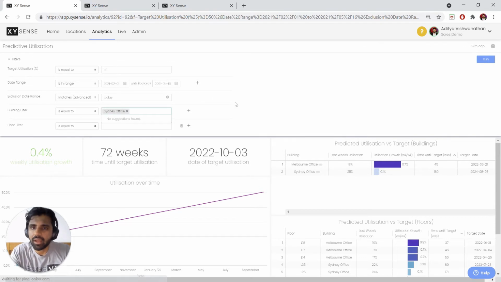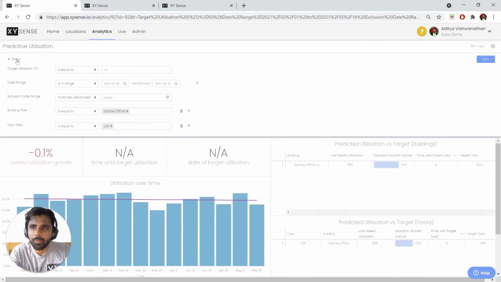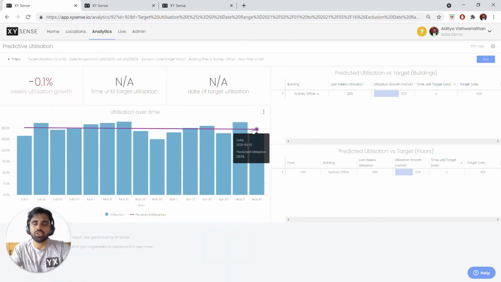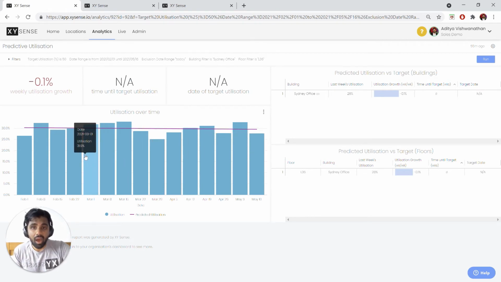So if I come in here to input the Sydney office and level 36, and I reload this dashboard, you'll be able to see in their utilization over time graph that despite exhibiting some relatively high utilization figures of above 30%, there isn't really a strong growth.